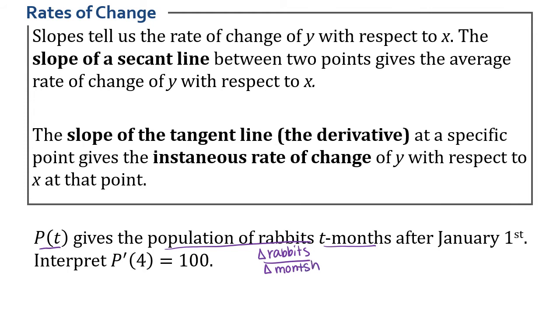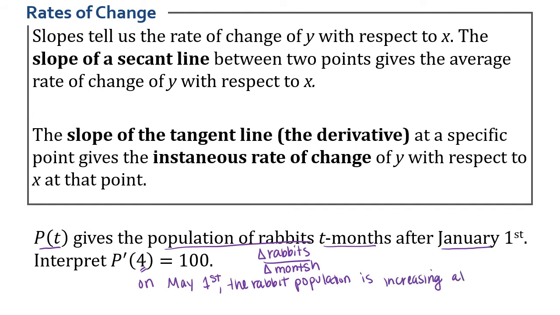If t is 4, that's going to be 4 months after January. So 4 months after January is going to be May 1st. We're treating January like it's 0. So on May 1st, the rabbit population is increasing at a rate, because a derivative is always the rate of change, of 100 rabbits per month.